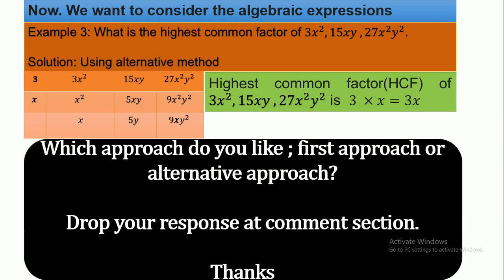Which approach do you like? I prefer the alternative approach. But I don't know whether you prefer the first approach, where you list out the factors of the numbers, come up with the common factors, and then pick the highest common factor. But for me, I prefer the alternative approach, whereby I'm able to tabulate and get things done.